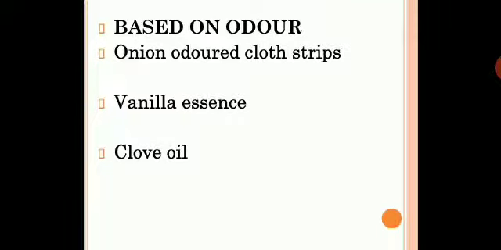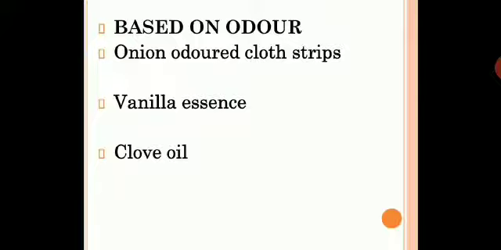Based on order, you can have color change. You are done with indicators. Color change will tell you the acidic and the basic behavior, and the strength of the acid or the base we can also find with that pH scale.